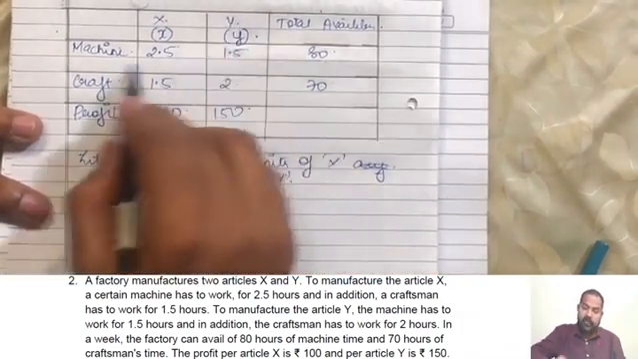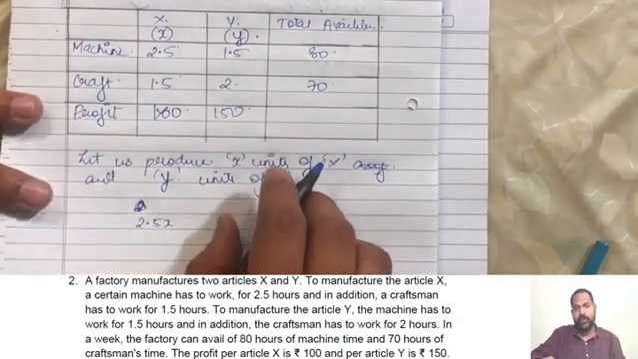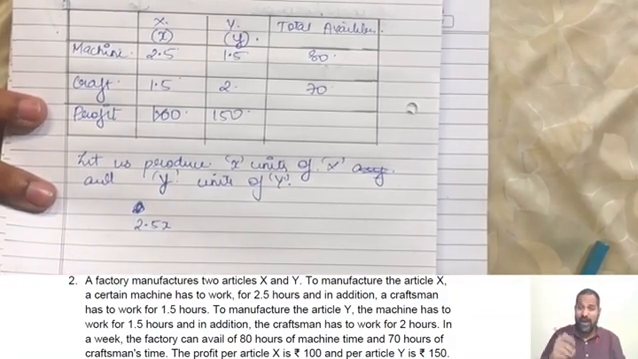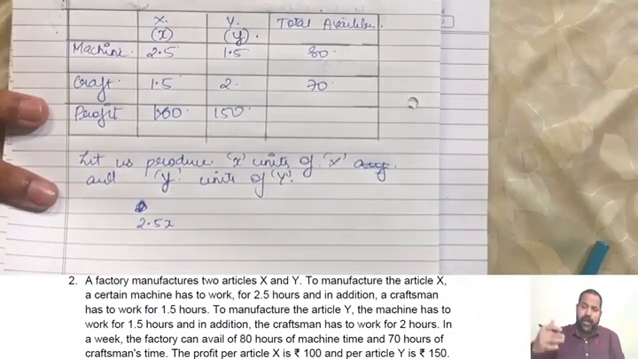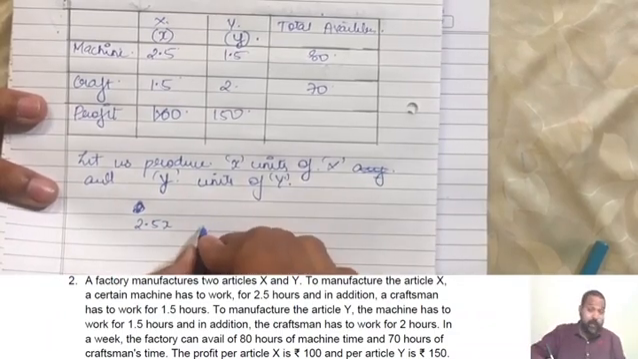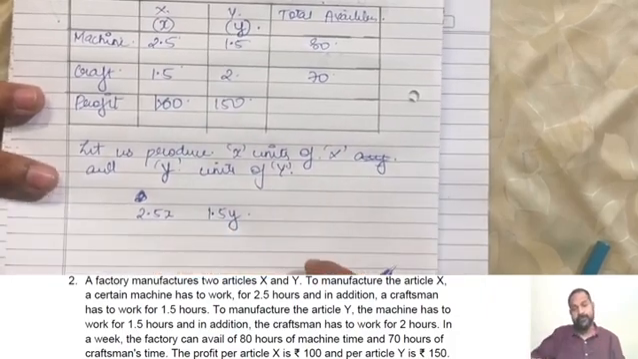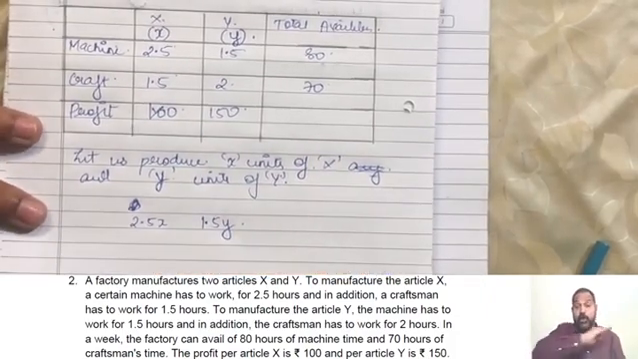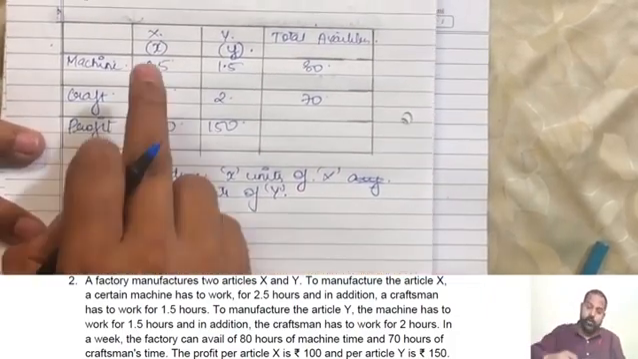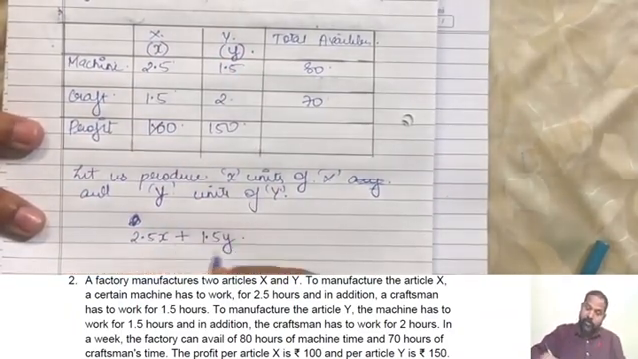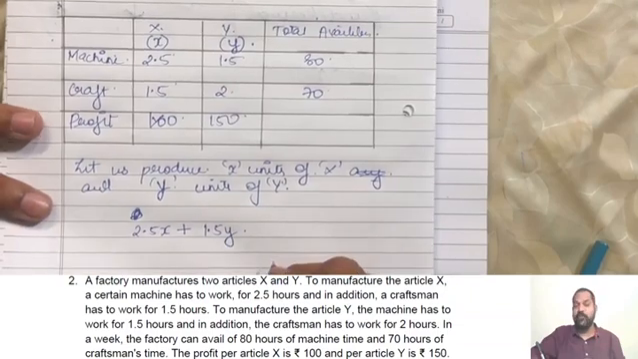What about the article Y? How much machine time do I require? Well, 1 unit requires 1.5 hours, 2 will require 3, 3 will require 4.5, 4 will require 6 hours. But I'm making Y, I haven't decided yet. So if you're making Y articles, the total time on the machine to make Y is going to be 1.5 Y. So the total time on the machine to make X units of X and Y units of Y is 2.5 X plus 1.5 Y.